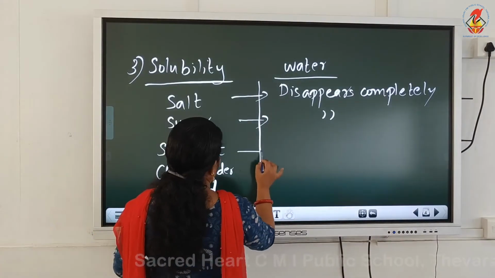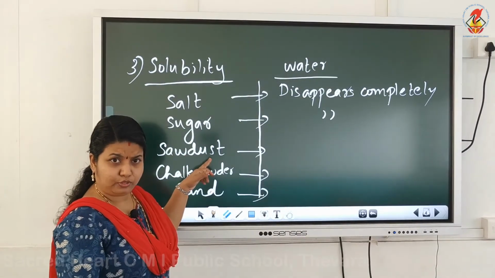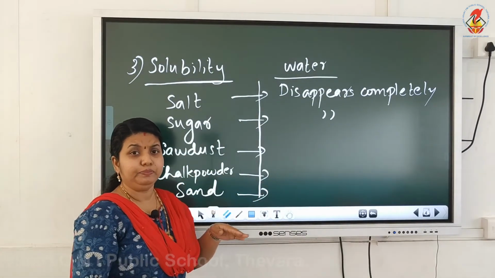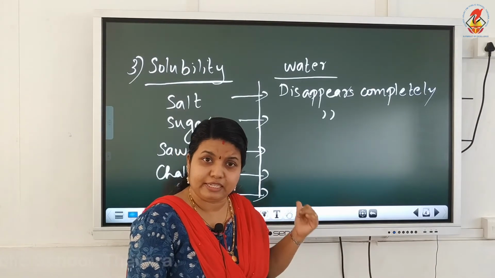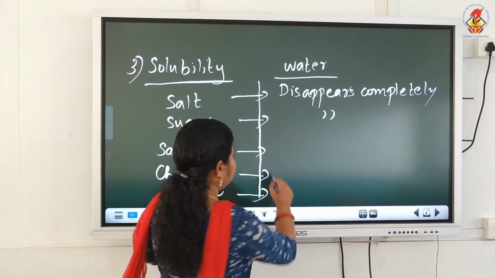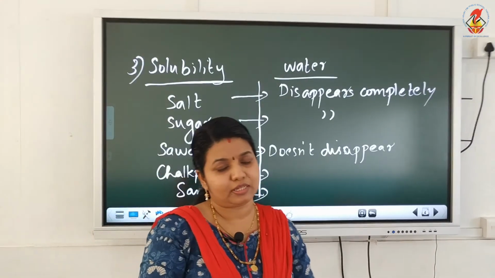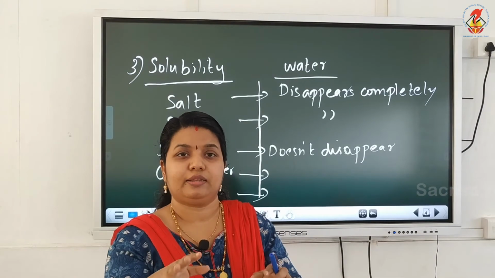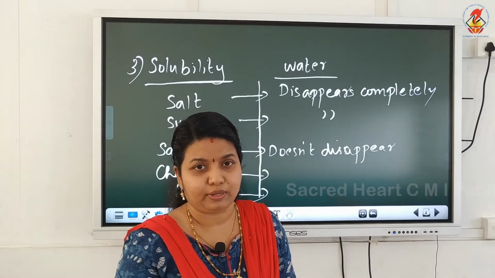Now again, take 1 teaspoonful of sawdust, add it to 3/4 of water taken in a glass. Mix it well. Will it disappear? It doesn't disappear in water. You can see that after mixing, the sawdust particles will be settling down at the bottom of the glass. So, it will not disappear.